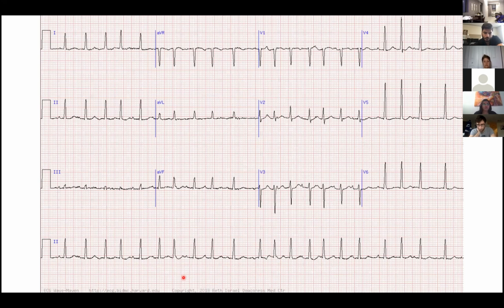Maybe some slight P waves. What about this? Kind of looks like a P wave, yeah. And then you have this also. And maybe here a little bit. And then here also. And then this small one.